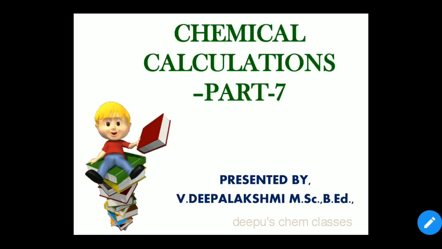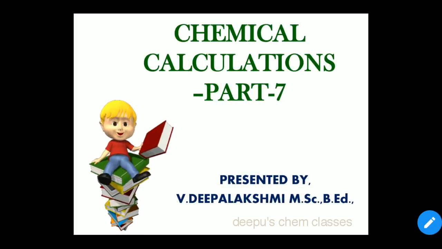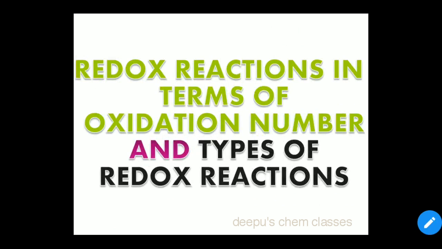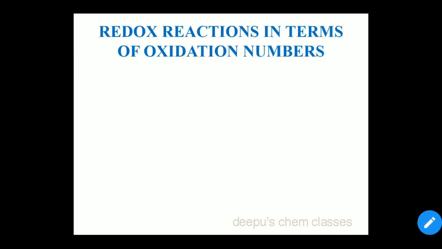So today we will see the continuation in chemical calculations. So let us see redox reactions in terms of oxidation number and types of redox reactions. Let us see redox reactions in terms of oxidation numbers first.